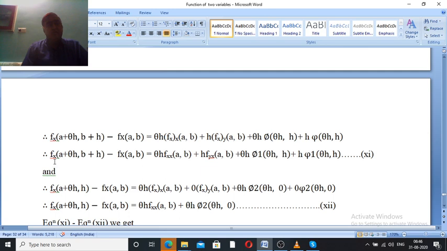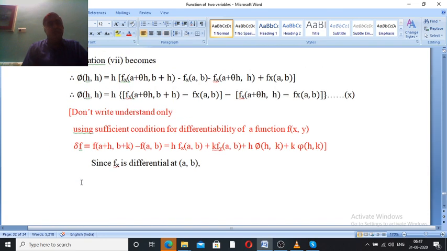From the second difference, f_x(a+θh, b+h) − f_x at point (a,b) is θh f_xx at point (a,b) plus h f with respect to y, meaning f_yx at point (a,b), plus θh φ1(θh, h) plus h ψ1(θh, h). Suppose this is equation 11. For the second difference, from equation 10, now we consider this second difference.